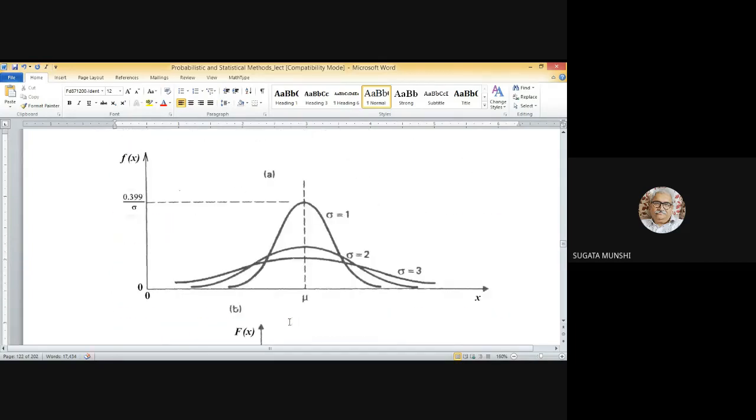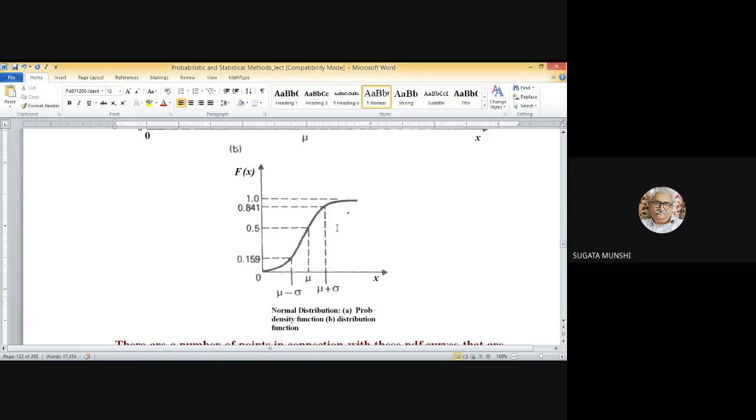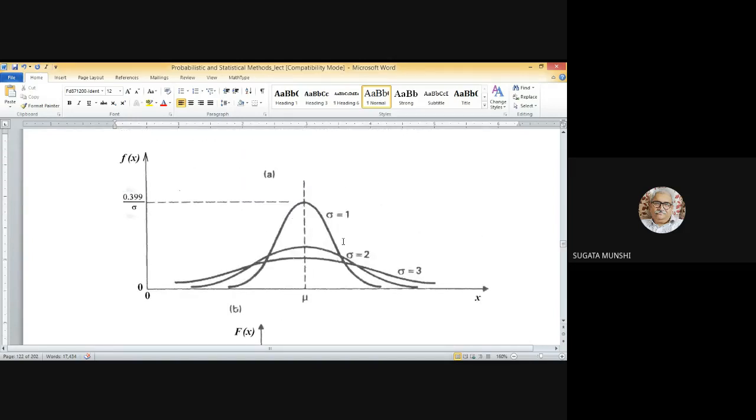So the slope here, this slope and that slope, is maximum somewhere here, at mu minus sigma and mu plus sigma. There the slope magnitude is maximum.